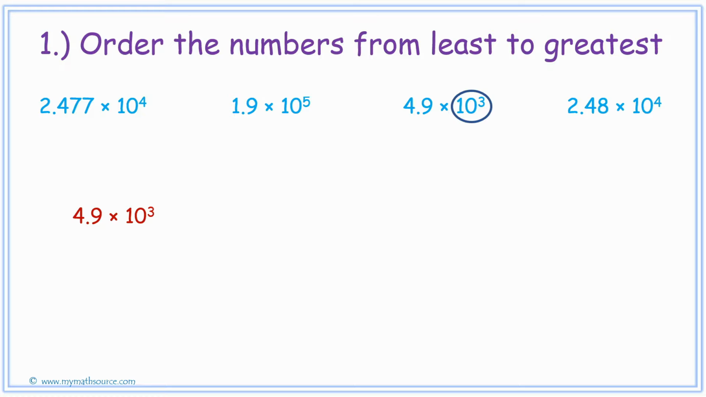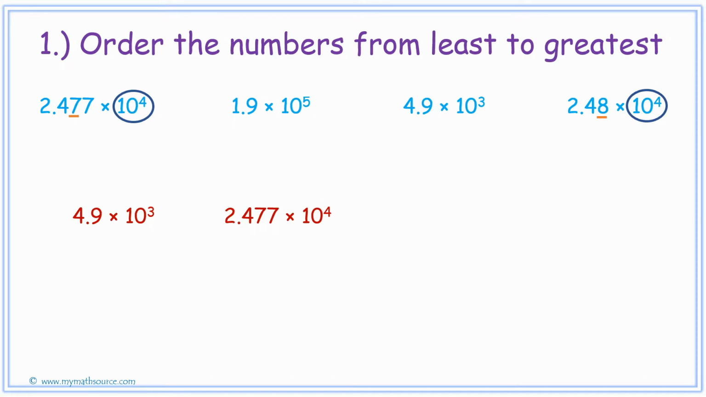Base 10 to the power of 4 would be the next number, but notice that there are two numbers that have base 10 to the power of 4. In order to compare which number would be the greatest, we simply look at the decimal numbers. And just as we did before, we want to compare the decimal numbers by their place value. As you can see, in the ones place, they both have the digit 2. In the tenths place, they both have the digit 4. However, when you get to the hundredths place, because the 7 is smaller than the 8, it would mean it would be the next number in our order.